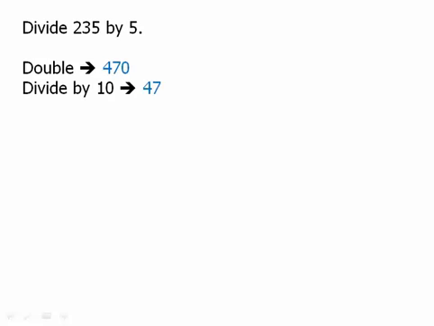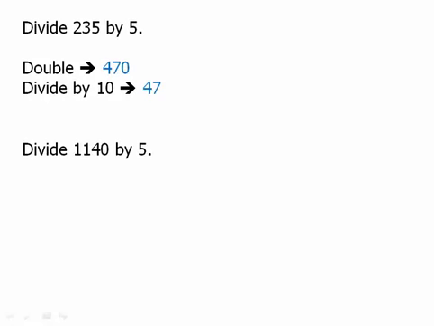So, pause the video, practice dividing that by 5 in your head. Okay, so I'm going to choose to double it first, because then I'll get something that is divisible by 10. So, of course, 200 doubled is 400, and 35 doubled is 70. So that when that's doubled is 470. And then when we divide by 10, we just remove a 0, 47. So 235 divided by 5 is 47.